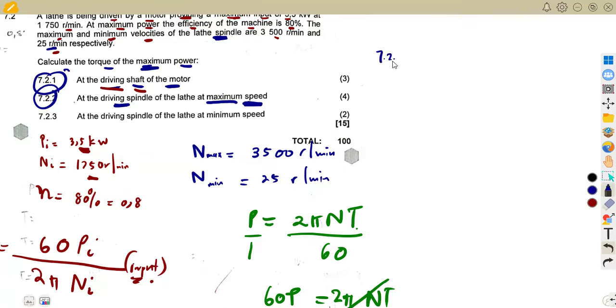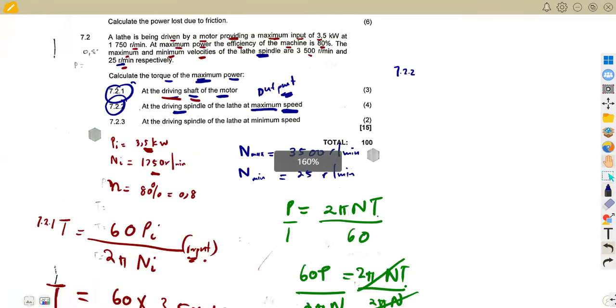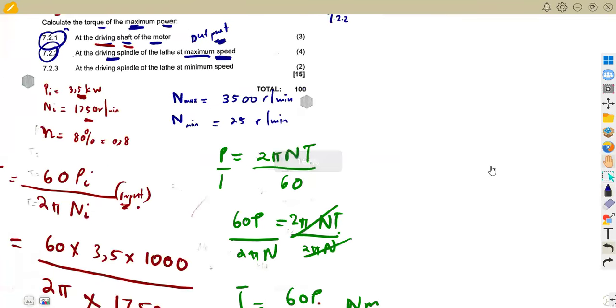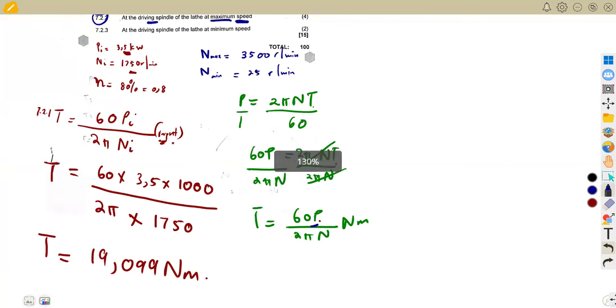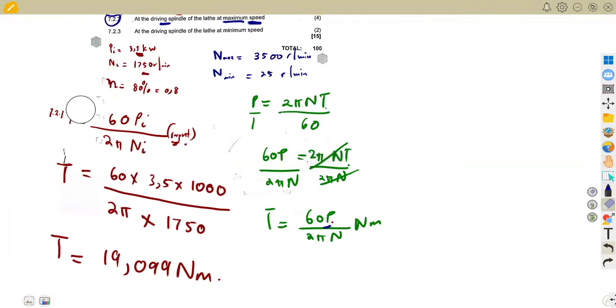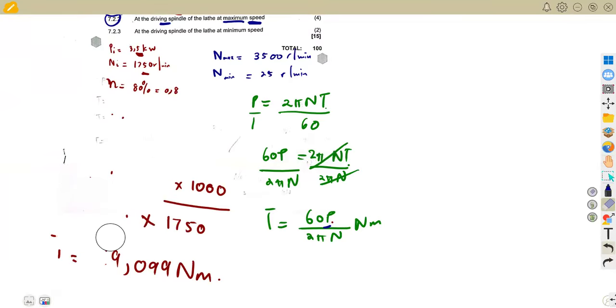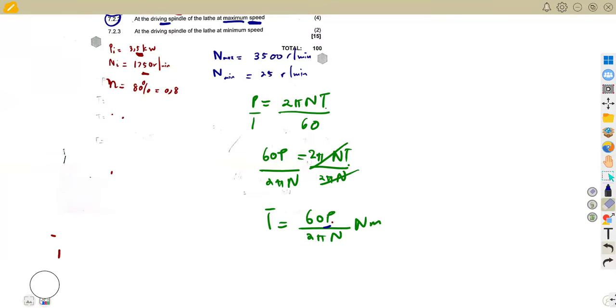All right, there are two things that you need there. One, it is at the driving spindle where we said we're talking about what? The output conditions. So from the formula for torque in this case, because the power is needed, the power is going to be the output power. So you are going to need the output power. From where? From the efficiency. That is why they gave us the efficiency there.